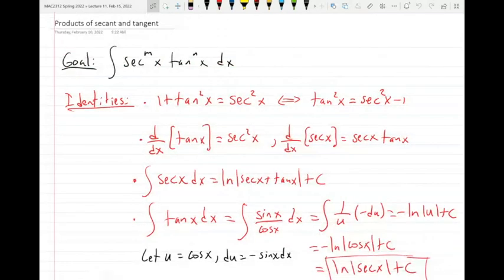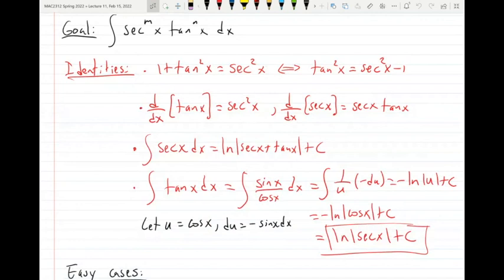Last time, we were talking about trigonometric integrals. We completely discussed products of sine and cosine, and now we're dealing with products of secant and tangent. And as I mentioned, there are several cases. We actually analyzed easy cases. Let me highlight these identities, which are the ones that are going to be used throughout.